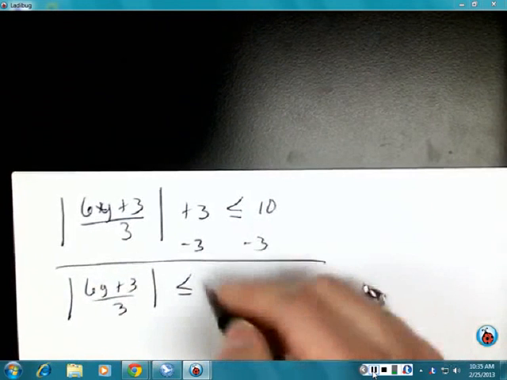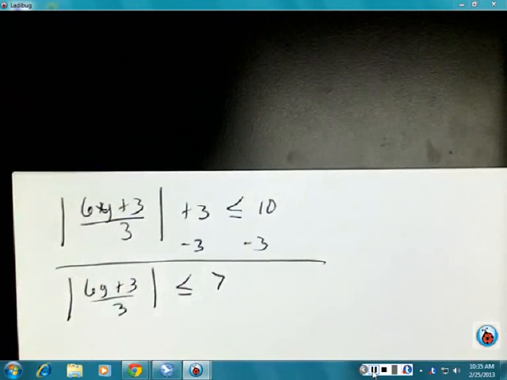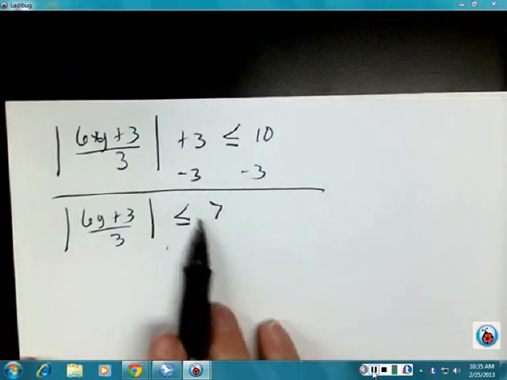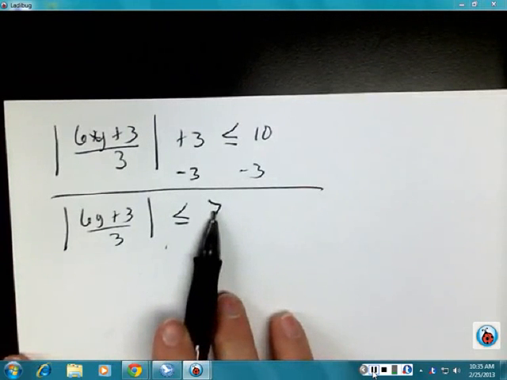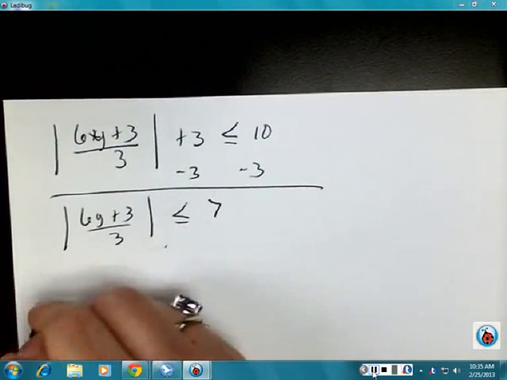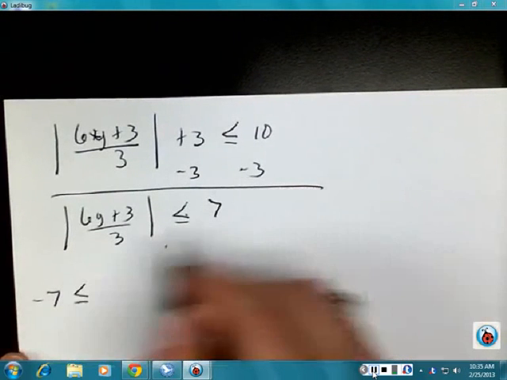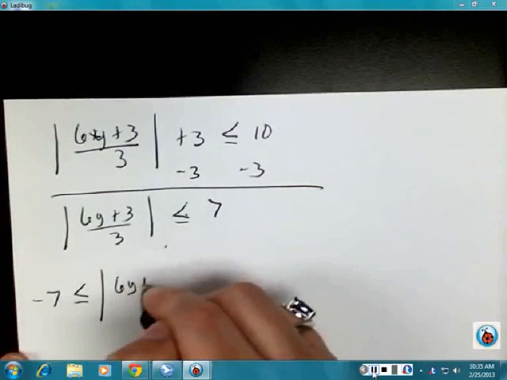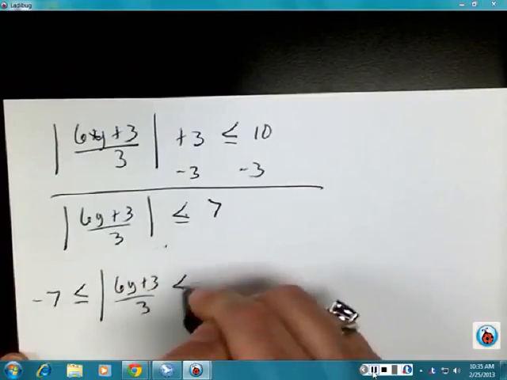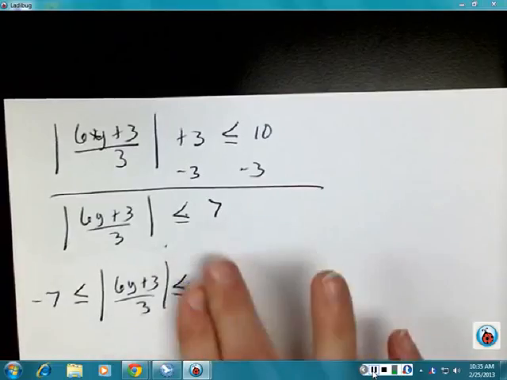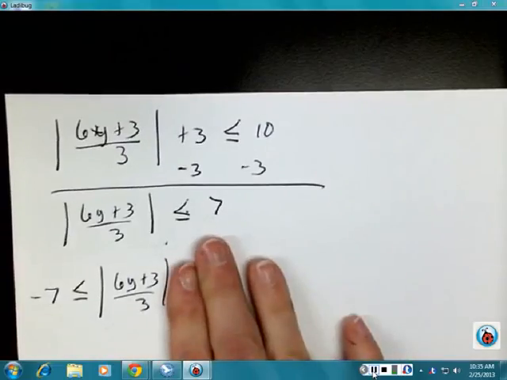Ten minus 3 is 7. Now I need to figure out my two equations with this. So remember, it could be a positive 7 or it could equal a negative 7. So negative 7, same inequality. Then my two equations, one's this one. We okay with that part?